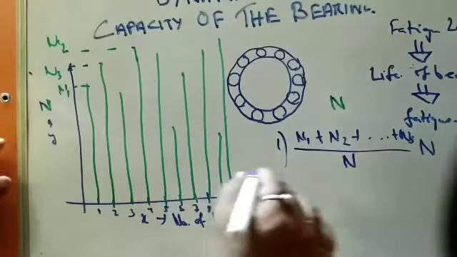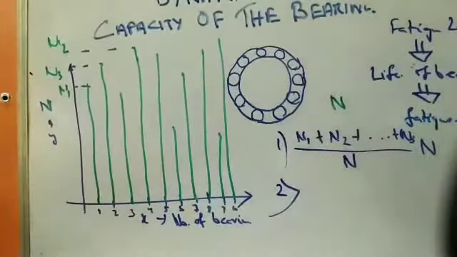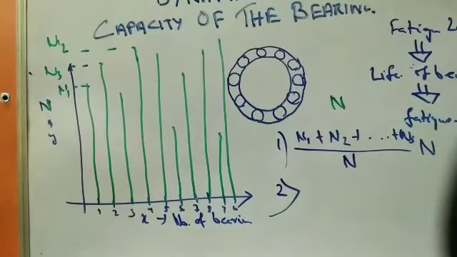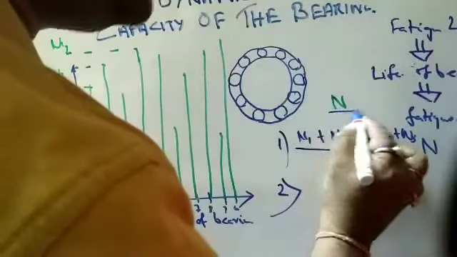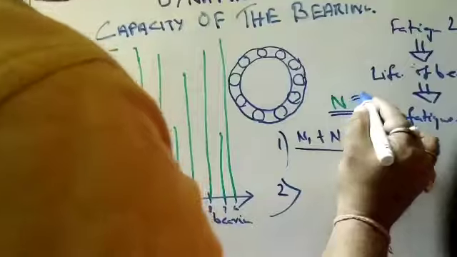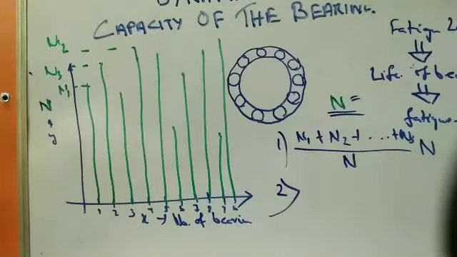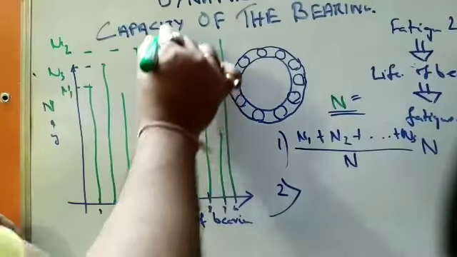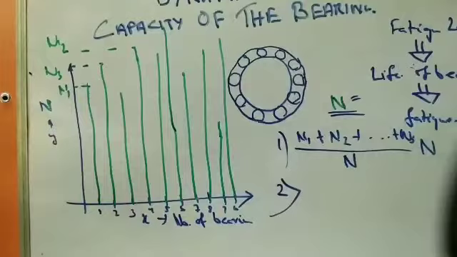Another approach, the second approach, which is most widely accepted, is that it is taken as the load at which 90% of the bearings have achieved a fixed value of n. So we take an assumed value of n, and we say that 90% of the bearings have achieved that number of cycles.